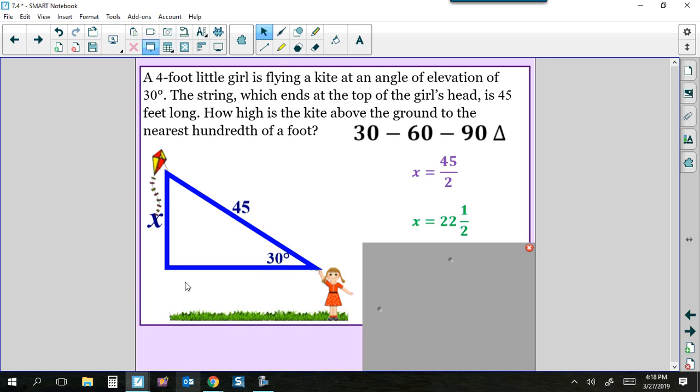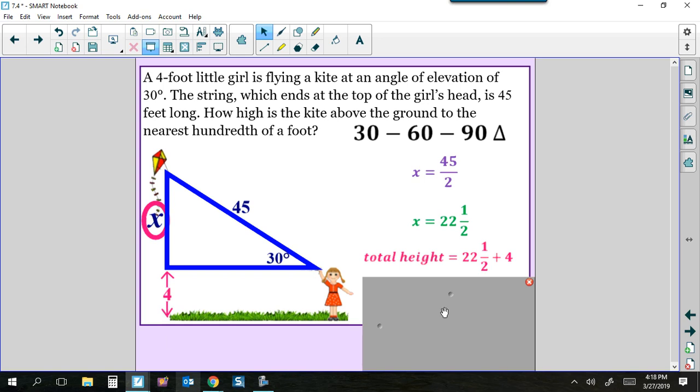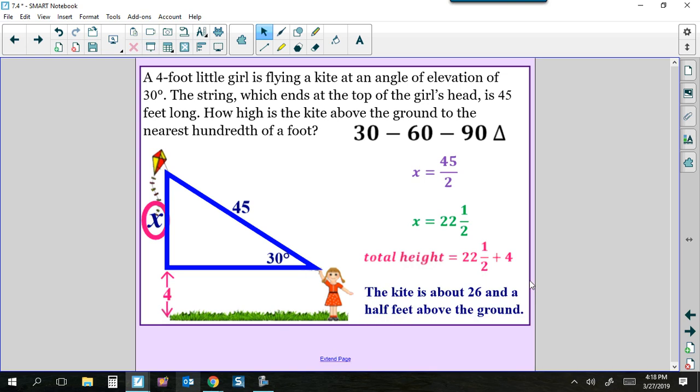So we have one more thing we need to do. We need to factor in the fact that we are 4 feet above the ground. So our answer of 22 and a half needs to be added to that 4 feet, making the kite about 26 and a half feet above the ground. This is almost like that bunk bed problem. It is totally just like that.